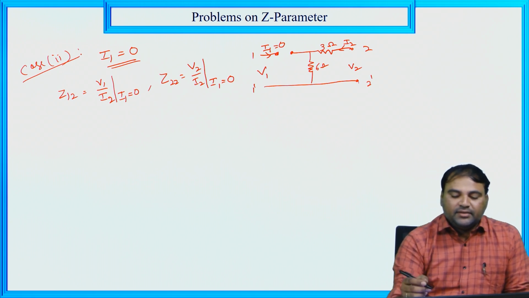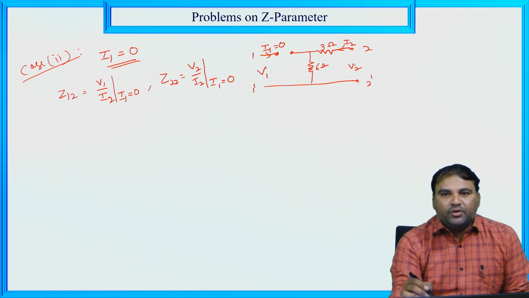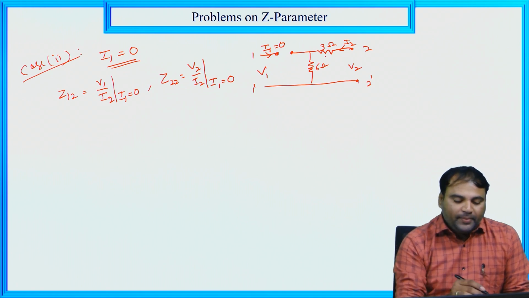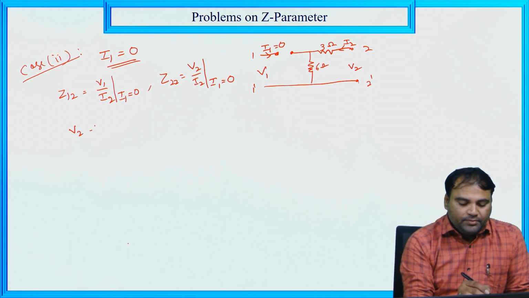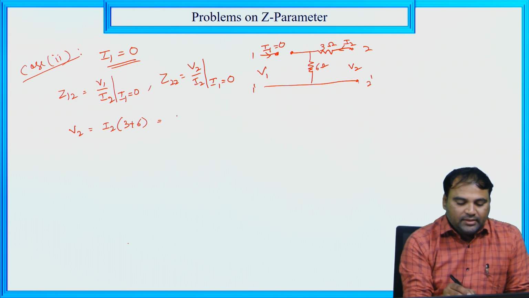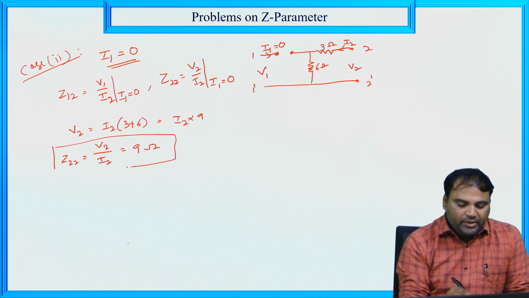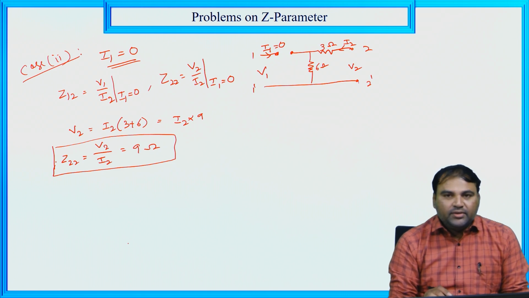Now simplify the equations. First I am taking the secondary voltage V2. So V2 is equal to I2 into, here there are no other elements, so the 3 ohm and 6 ohm are connected in series. So V2 equals I2 into 3 plus 6, that equals I2 into 9. Then V2 by I2 equals 9 ohm. It is Z22. So Z22 equals V2 by I2, that is equal to 9 ohm.